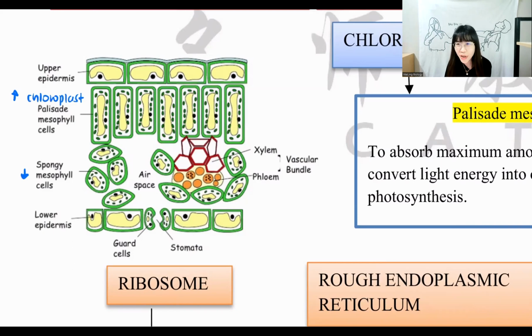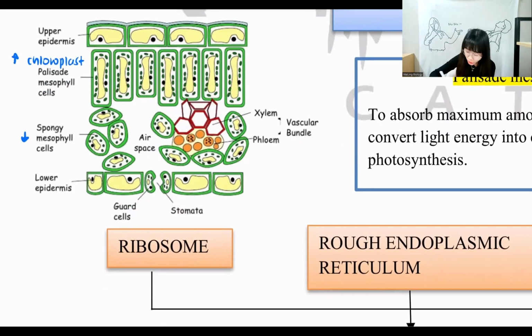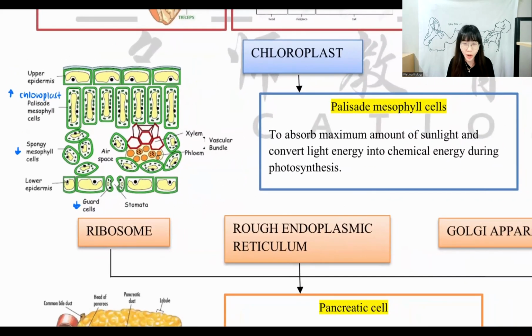The guard cell, very good. The guard cell has chloroplasts as well, but of course it's not a lot. It's just fewer chloroplasts. That's why they can control the opening and closing of the stomata. So the guard cell has chloroplasts, but fewer. To explain our answer, we have to say the same answer as before.